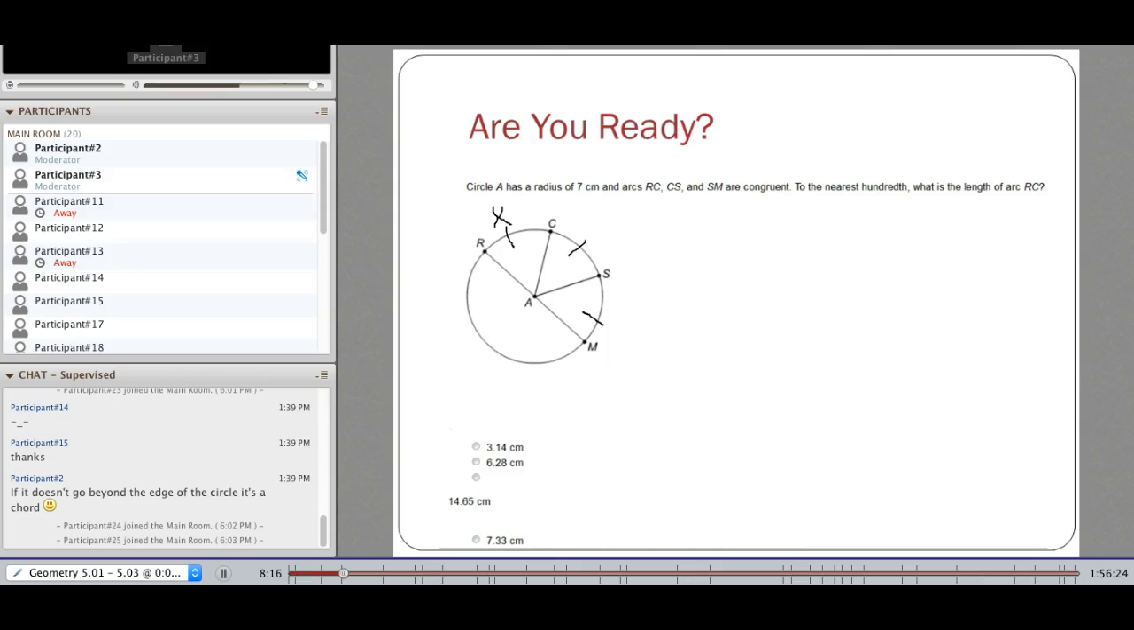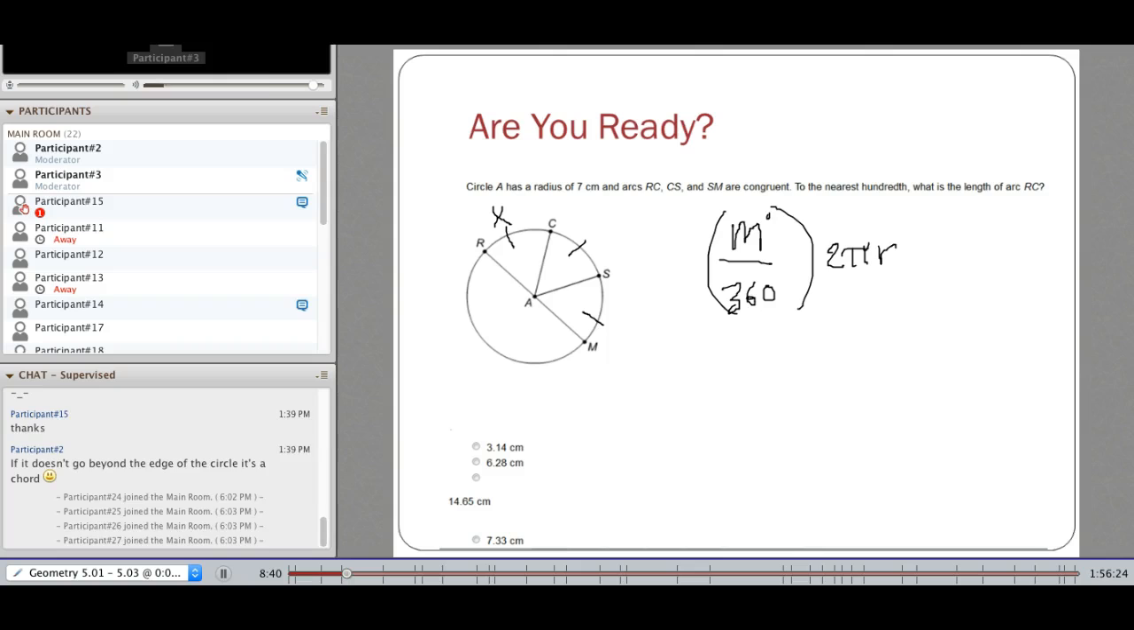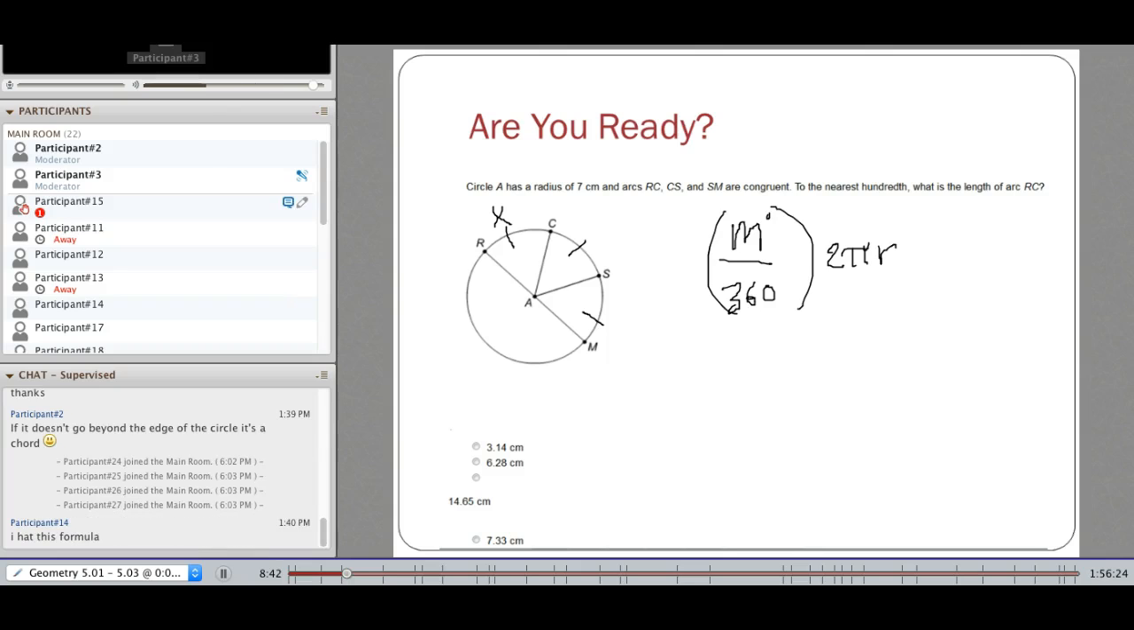So we need the arc length formula, and if you remember that, it is our central angle over 360 degrees times the circumference of our circle. So 2 times pi times the radius. Okay, anyone want to do this one on the board? Show us the work, how we get our answer for what arc RC equals to the nearest hundredth. Jonathan, let me give you whiteboard privilege. Thank you for volunteering.